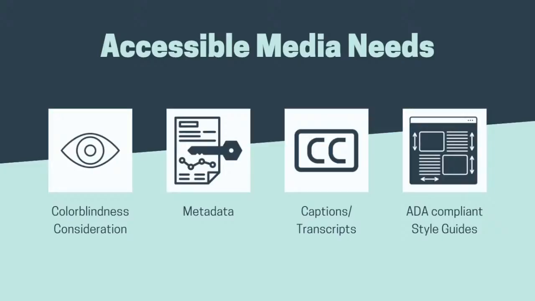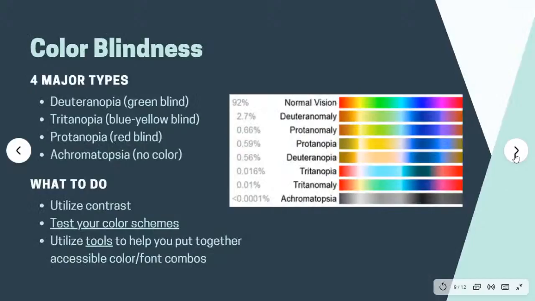So things that it needs, I've kind of already said some of them, but color blindness consideration, metadata, captions and transcripts, and for brands, this isn't necessary for literally every single design you make, but for brands or companies, corporations, ADA compliant style guides are going to be necessary for accessible media. So let's go to our next slide and talk about color blindness.